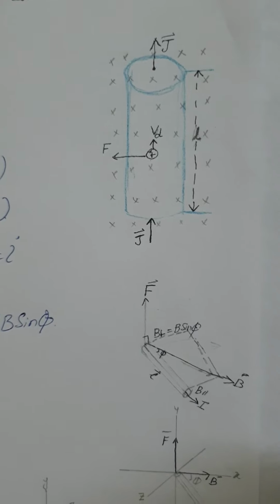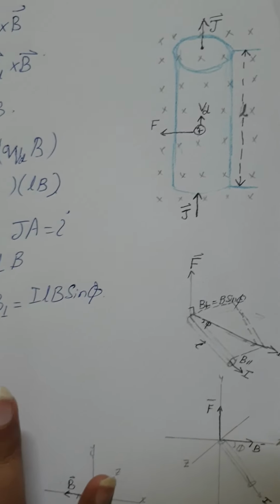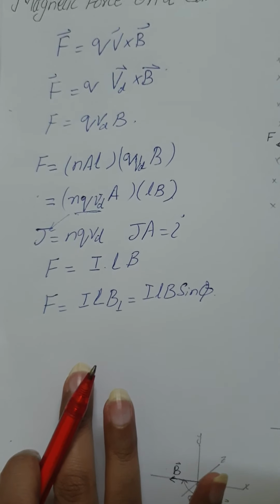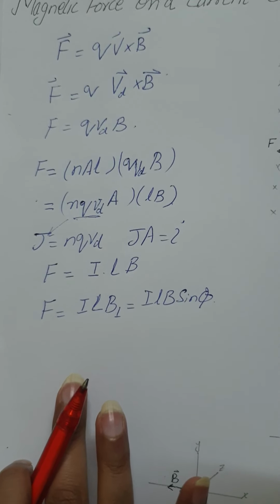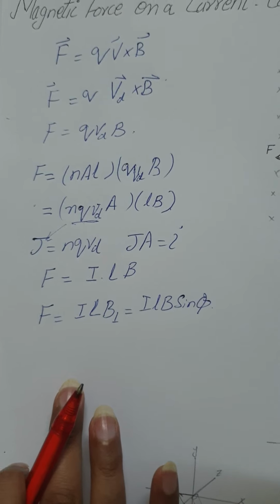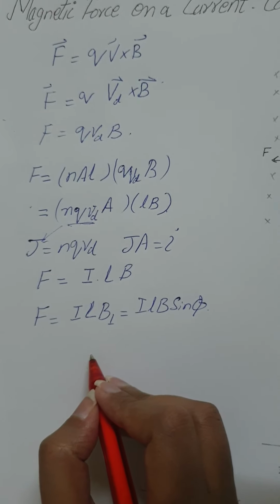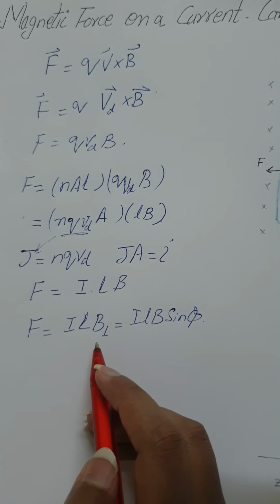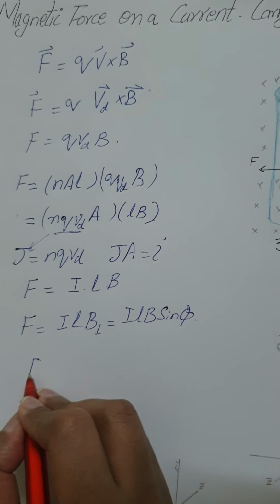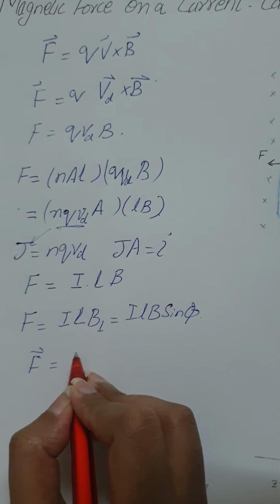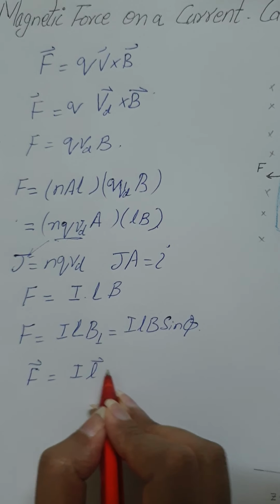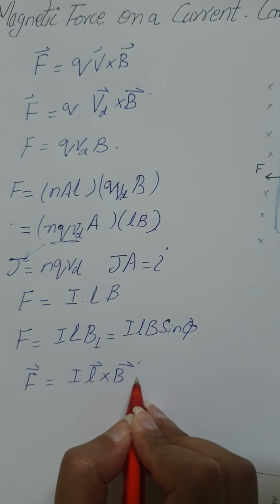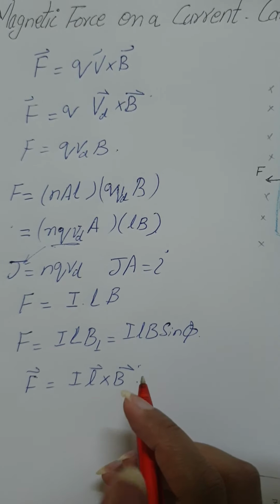So this force can be expressed as a vector product, just like the force on a single moving charge. We represent the segment of wire with a vector L along the wire in the direction of the current. Then the force on this segment becomes F equal to I L cross B. This is the magnetic force on a straight wire segment.